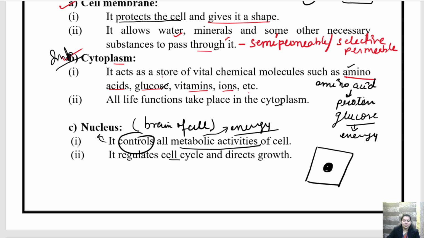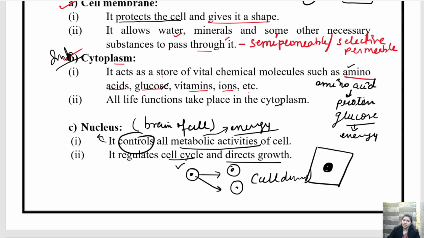It regulates the cell cycle and directs the growth. Now what is the cell cycle, children? There is a cell cycle for growth. क्या होता है कि जब cell division होता है, so right now because you are just getting introduced to cell division, I'm not going into much detail of it. We know that one cell is getting divided into two. This is called cell division, isn't it?